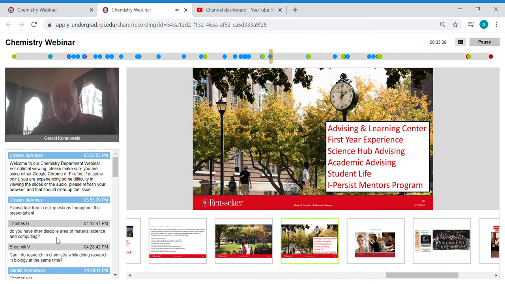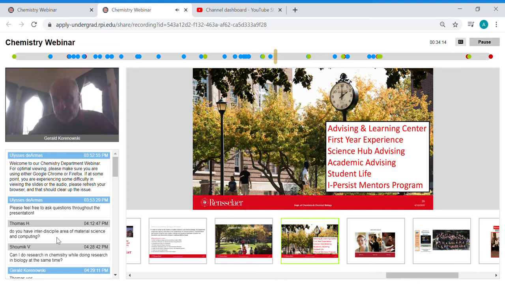This is just a small list of the centers. In particular, you'll be acquainted with the first year experience, because they get involved with you right as you start to enter, and they'll track you your whole first year. They're wonderful people. I know Dr. Colon and I have worked with them with the iPersist Mentors Program. They are excellent and very concerned and very warm people who will help you throughout your whole first year.